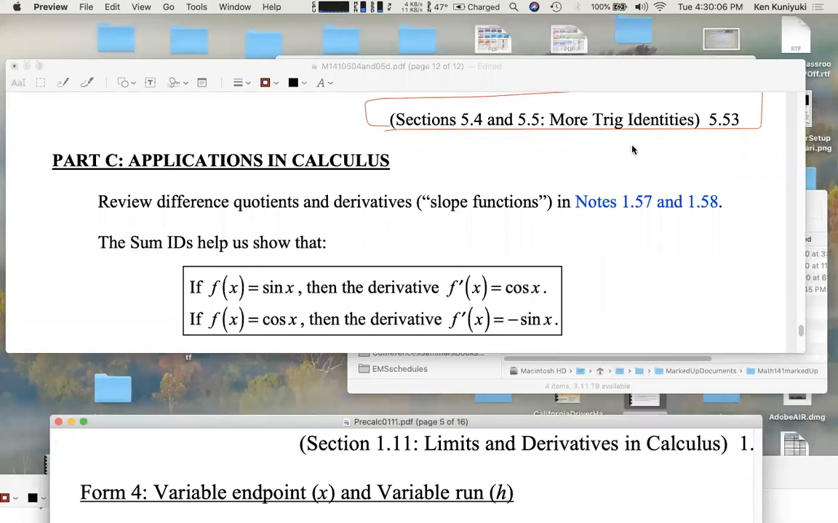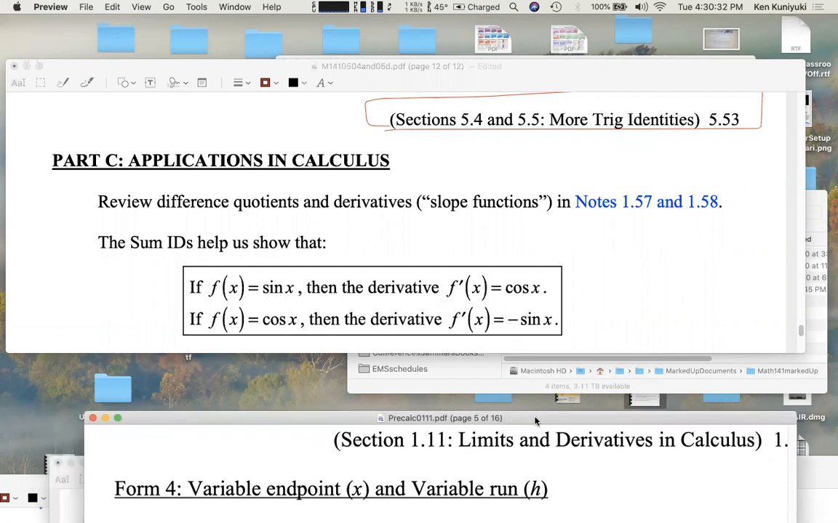Hi, everyone. Let's apply these identities to calculus. This is an optional section. So I'm going to claim that if f of x is sine of x, then the derivative given by f prime of x is cosine of x. The derivative of sine of x is cosine of x. And likewise, the derivative of cosine of x is the opposite of sine of x.